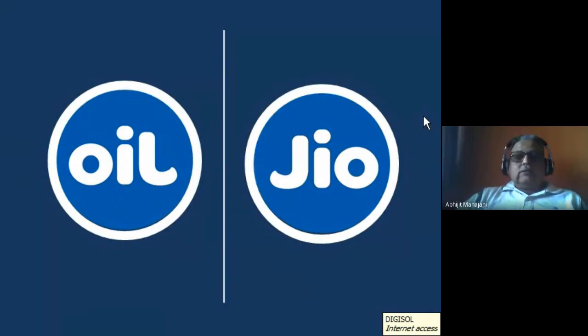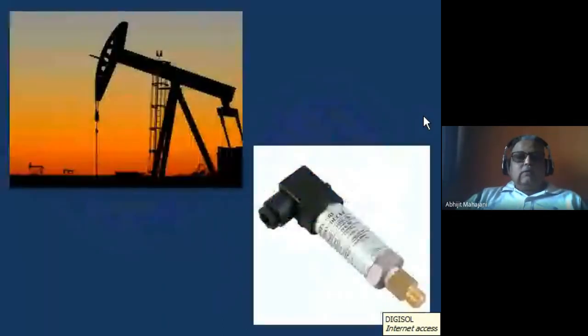Let's take this analogy further and find out how things move. In the oil industry, you mine oil using these kinds of oil wells. So you have oil wells which mine the oil, which is in crude form, mixed with so many impurities. Similarly, data is mined using sensors.